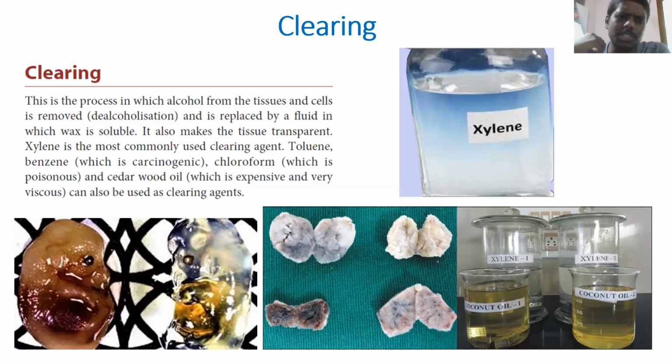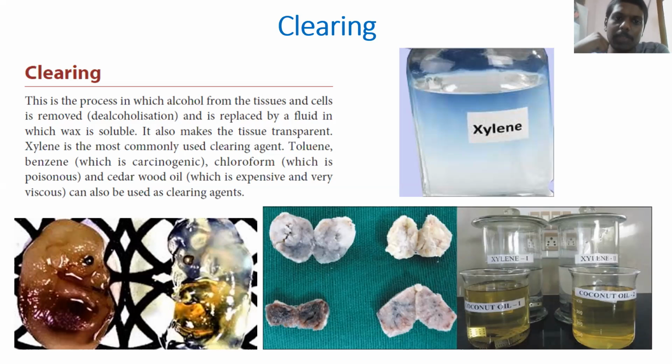So here we can use different types of clearing agents. Regularly used clearing agent is xylene. Other than xylene, we can also use toluene, benzene, chloroform, or even natural resins such as cedar wood oil, mustard oil, or even coconut oil can also be used as clearing agents, right?